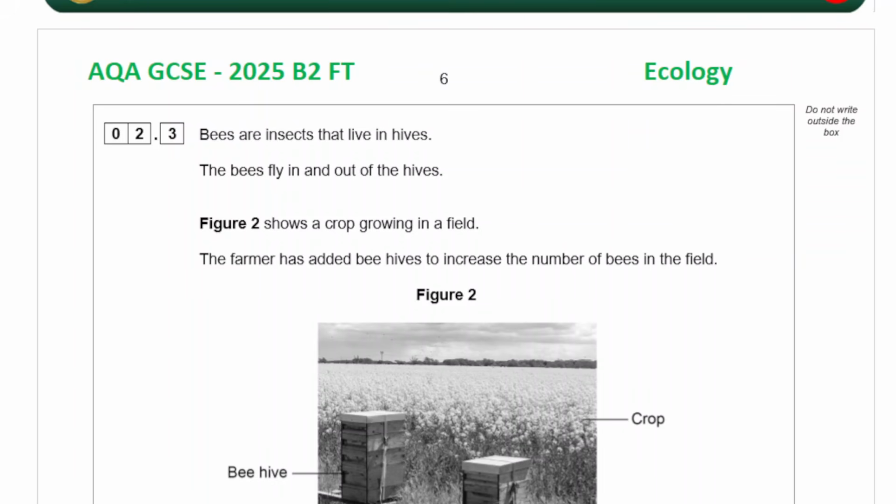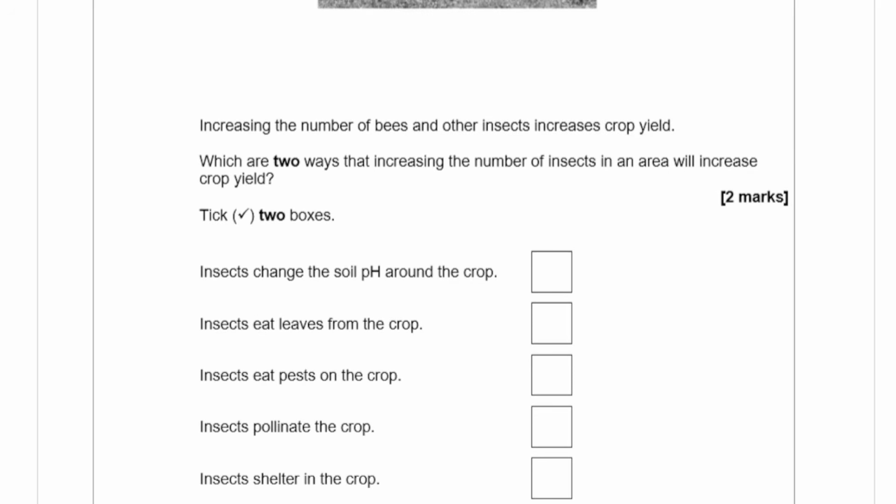Bees are insects that live in hives. The bees fly in and out of the hives. Figure 2 shows a crop growing in a field. The farmer has added beehives to increase the number of bees in the field. Increasing the number of bees and other insects increases crop yield.